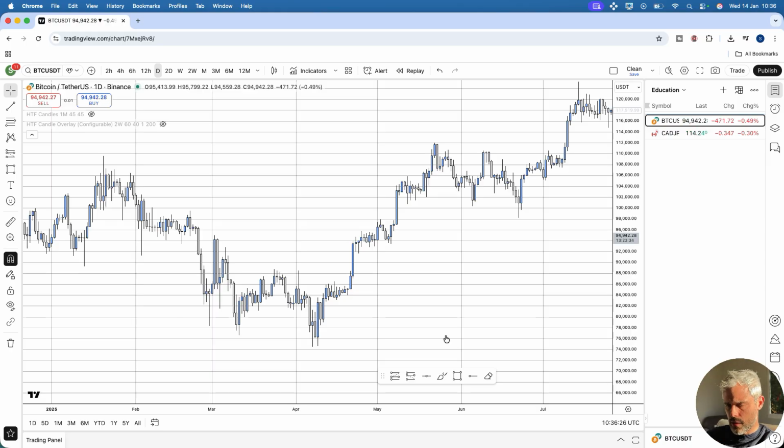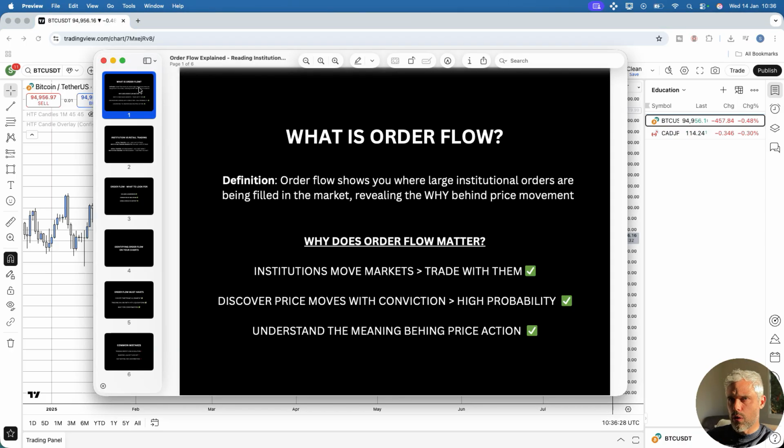So let's start, before we dive onto the charts, with a bit of theory. What is order flow? So the definition I've just marked here. Order flow shows you where large institutional orders are being filled in the market, revealing the why behind price movement.